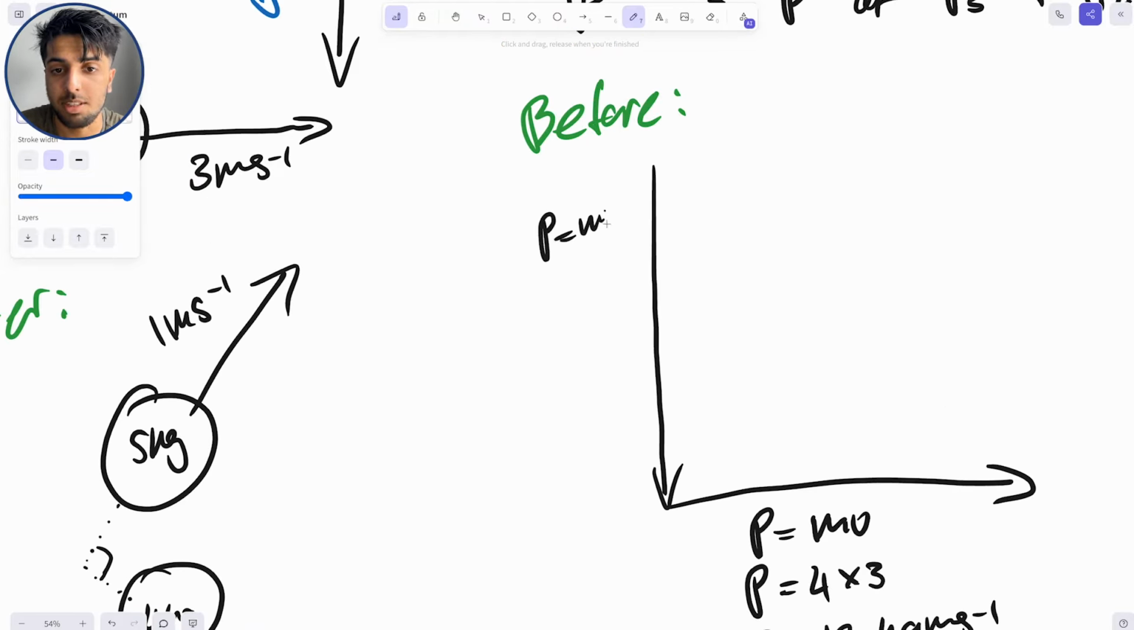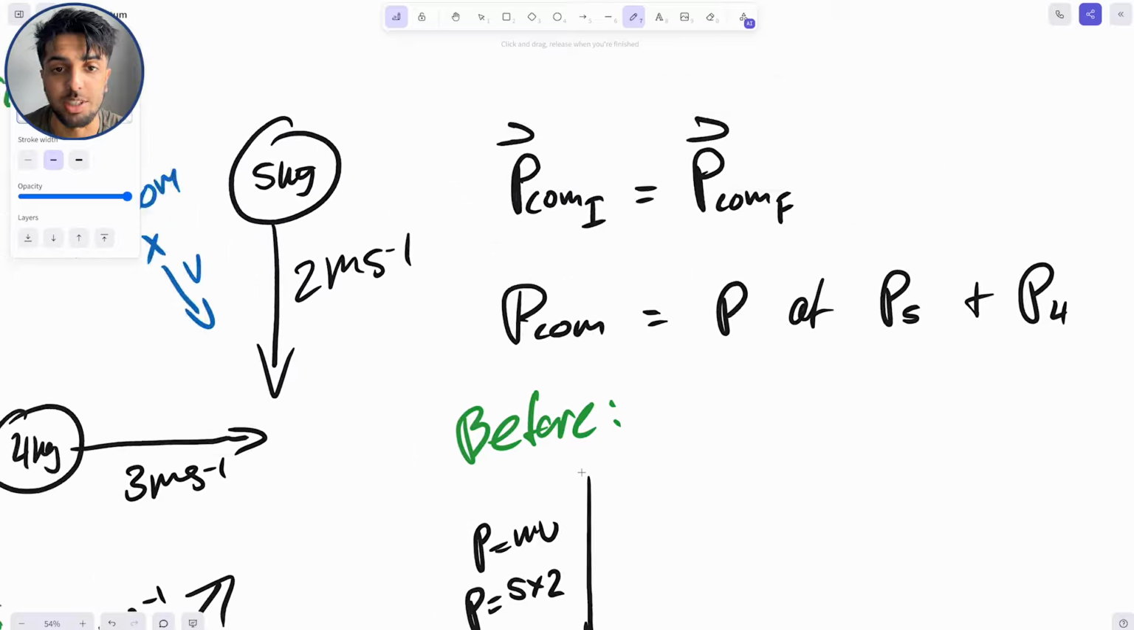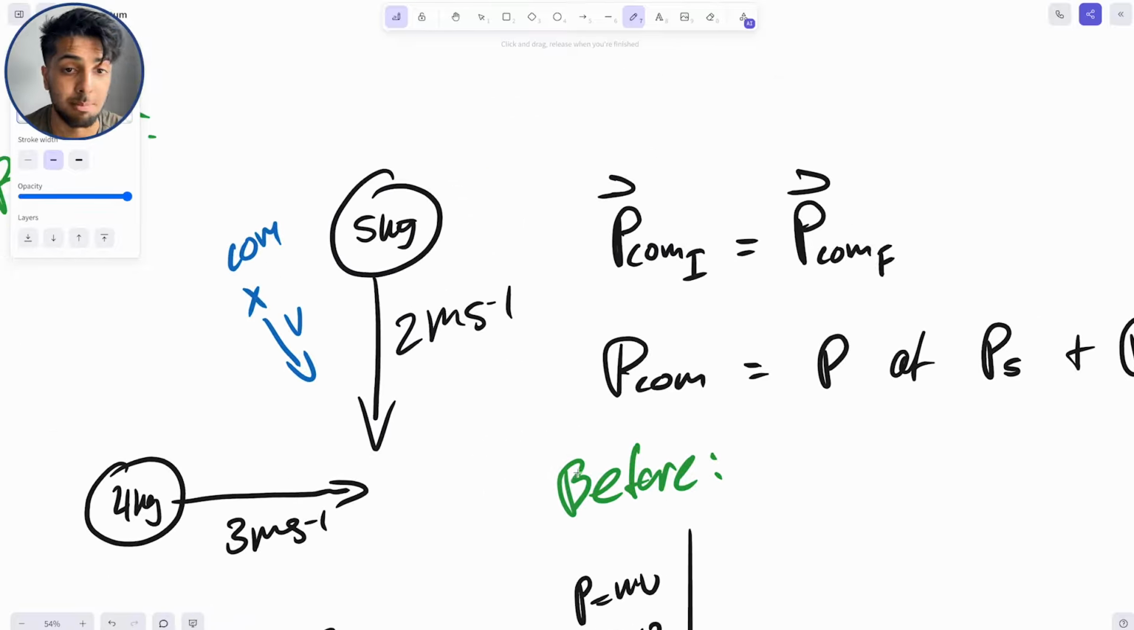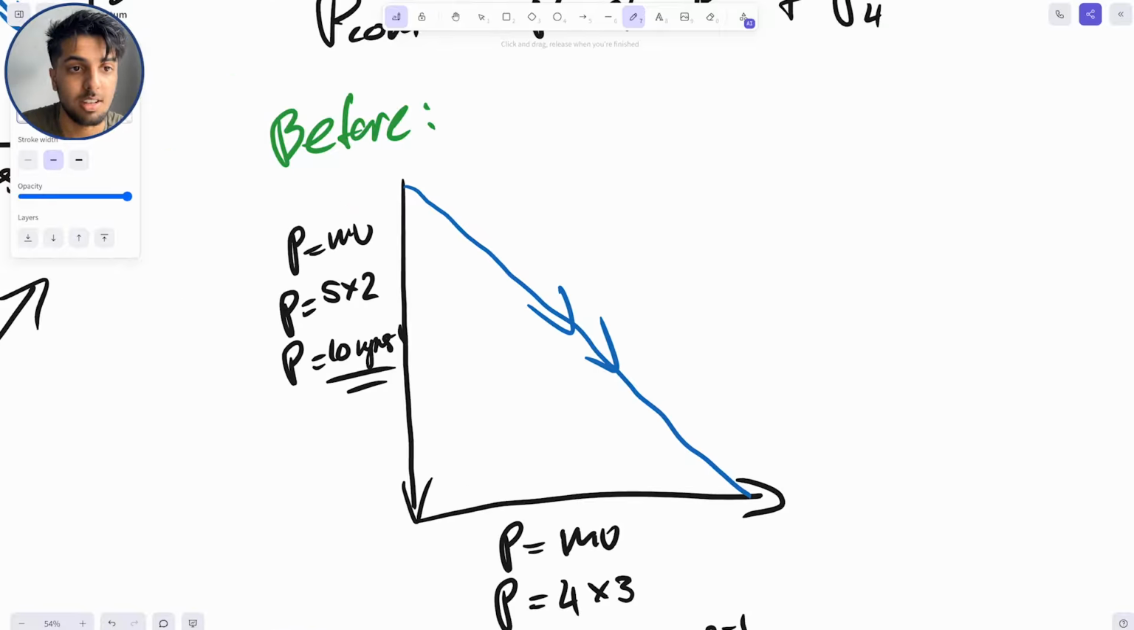Again, P is mv. It's 5 times 2, and so that's 10 kg meters per second, right? And so the resultant vector, which will be the momentum of our center of mass, is coming down this way. That's good enough. And that's our resultant vector. And so we have a right angle down there.